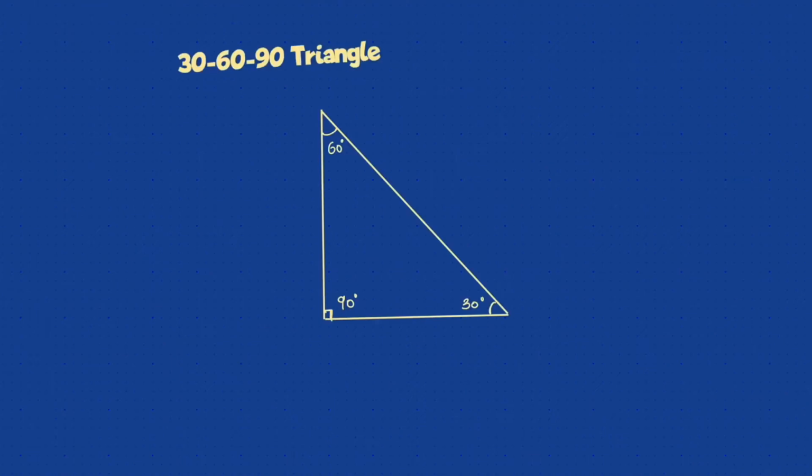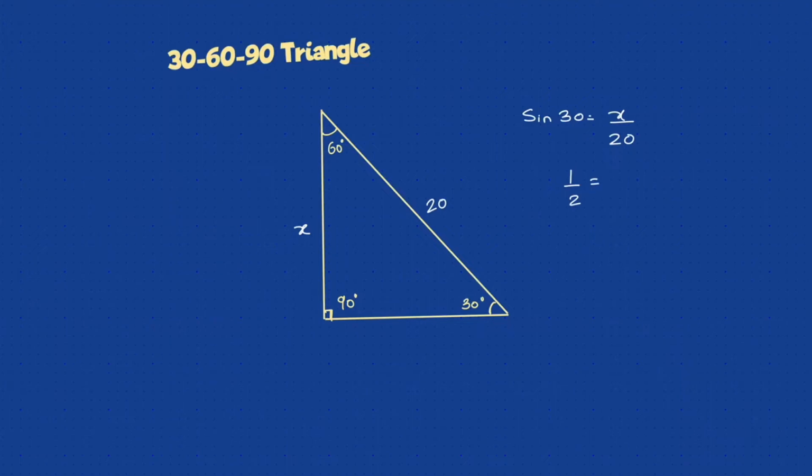So after 45, 45, 90, let's move on to the next triangle, 30, 60, 90. In this, the side opposite to 90 is given to me as 20 and the side opposite to 30 is being asked. So sin theta is opposite side x upon hypotenuse 20. Sin 30 is half according to the table, so x by 20 is half. So x comes out to be 10. So I know if the hypotenuse is 20, the side opposite to 30 is half of that, which is 10.